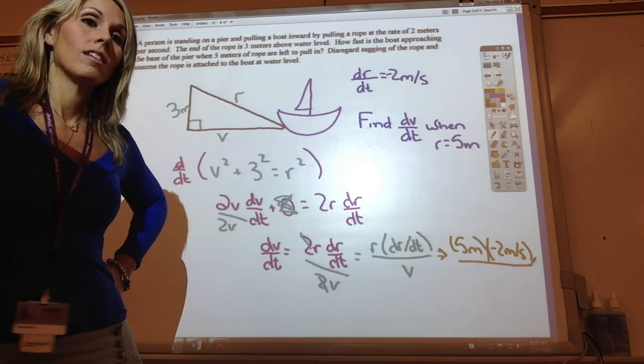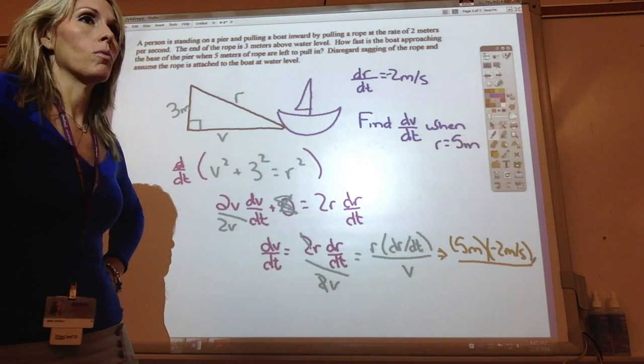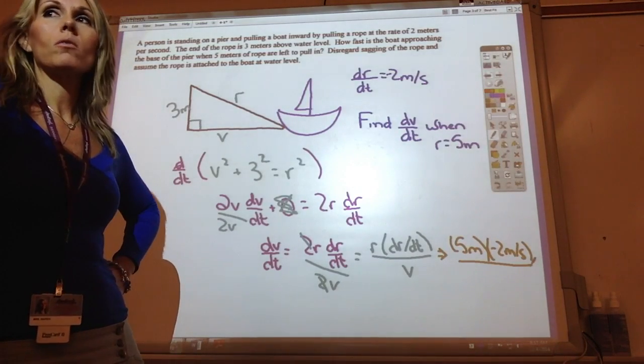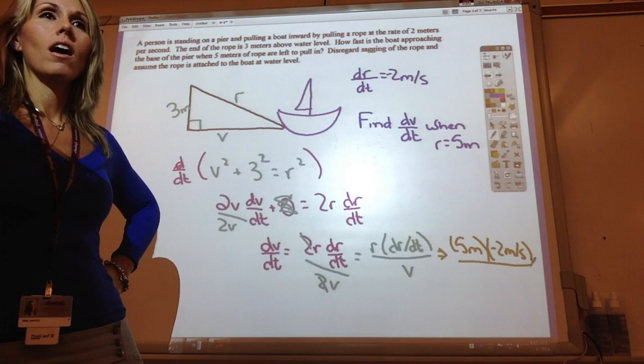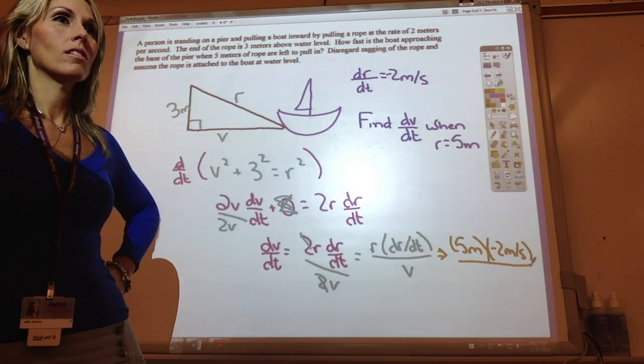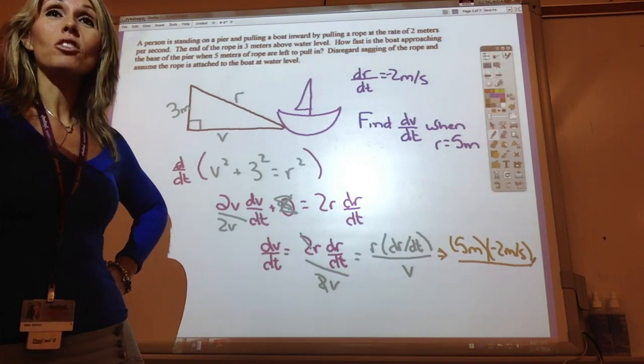R is 5. That wasn't what he said. I don't think that was what I heard. Or was it? That's it. A long time ago when I said don't put numbers in too early. He said R is... yeah, you said 5. R is 5. I thought he said V was something. 4. That's what I thought you said. 3, 4, 5. Yeah, it's a 3, 4, 5 triangle.